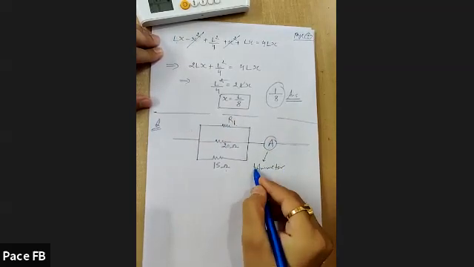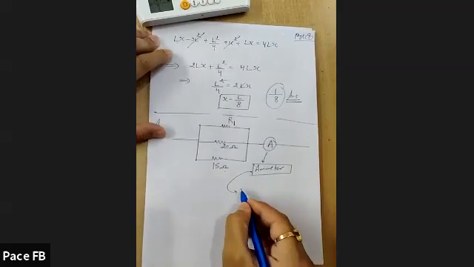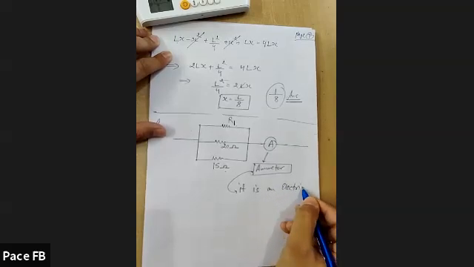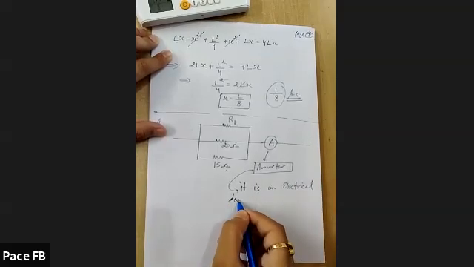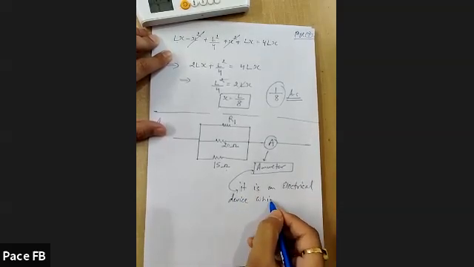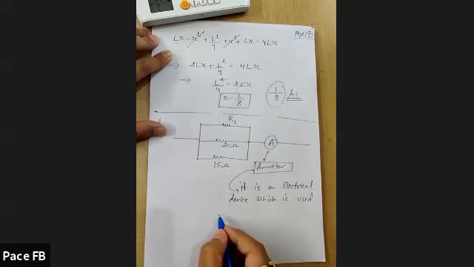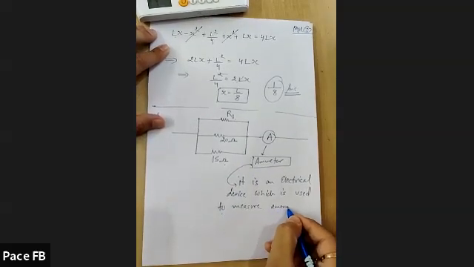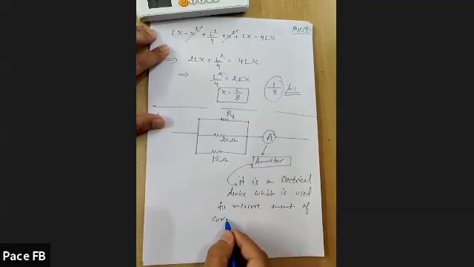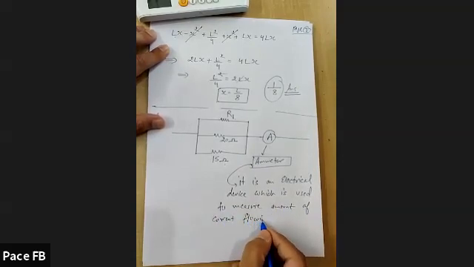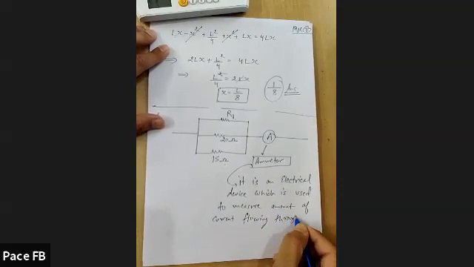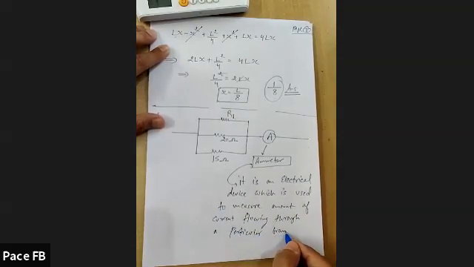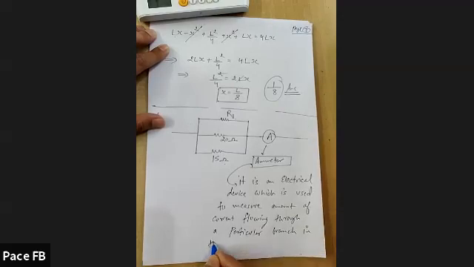Now let me tell you what an ammeter is. An ammeter is an electrical device which is used to measure the amount of current flowing through a particular branch in the given circuit.